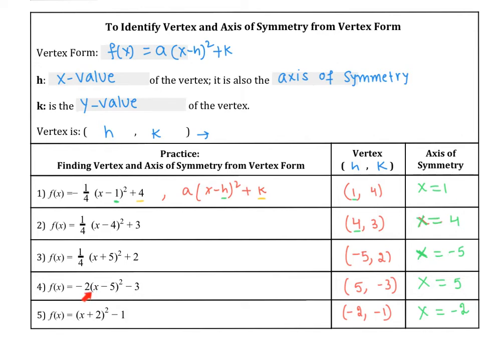For number 4, the number in the front is always used for vertical stretch or shrink. In this case it is a vertical stretch by a factor of 2, but we are answering (h, k), so it's (5, -3), and the axis of symmetry is x equals 5. For number 5, the h value is negative 2 and k is negative 1, so the vertex is (-2, -1), and the axis of symmetry is x equals negative 2.